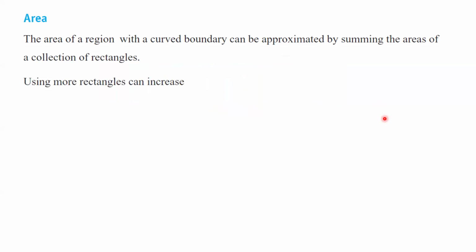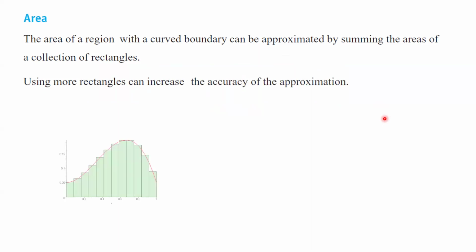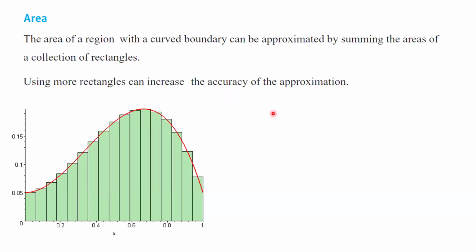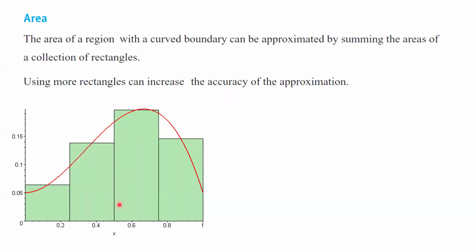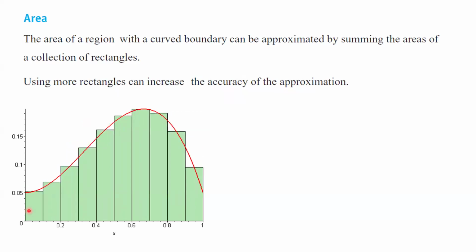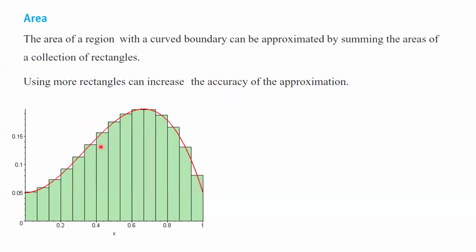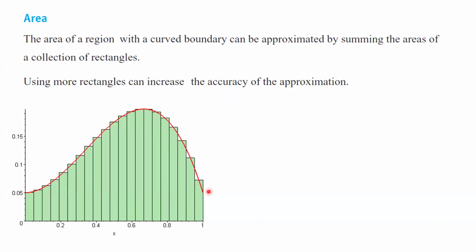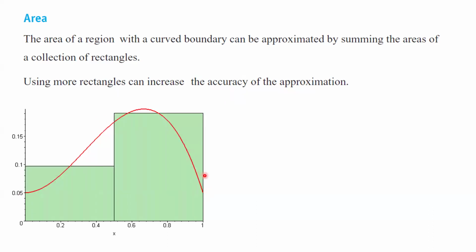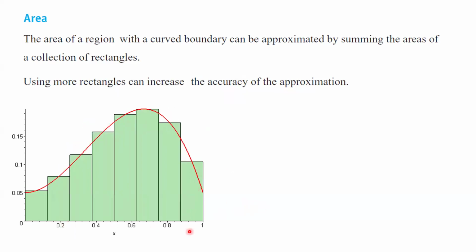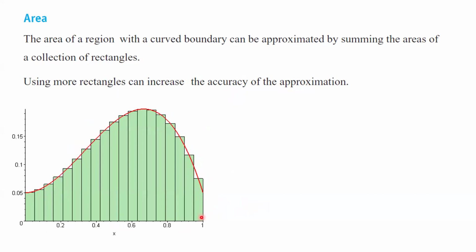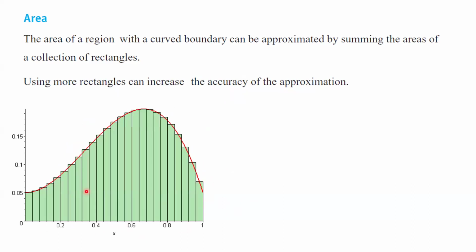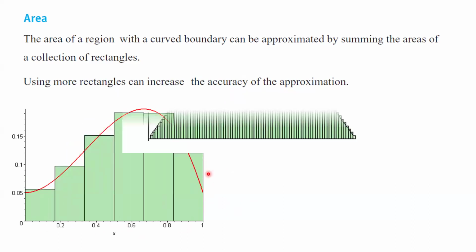Using more rectangles can increase the accuracy of the approximation of the area. So consider the following curve. If you use some rectangles, 2, 3, 4, 5, and so on, you get some approximations of this area below the curve, bounded between the curve and the positive part of the x-axis. As you can see, if you increase the number of rectangles, you get a better approximation.